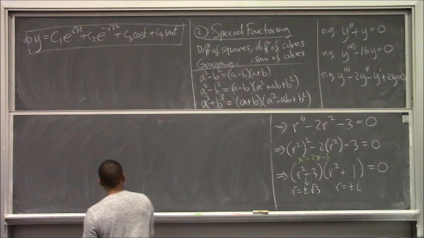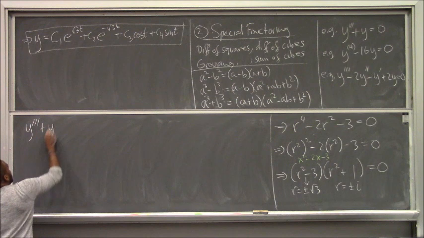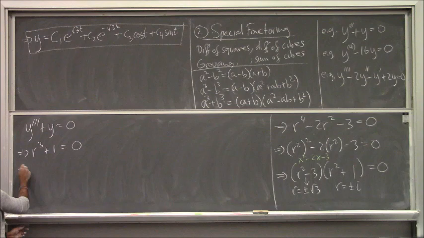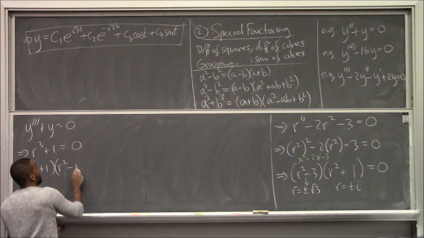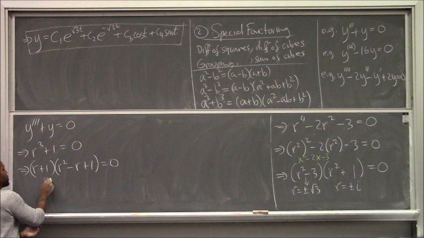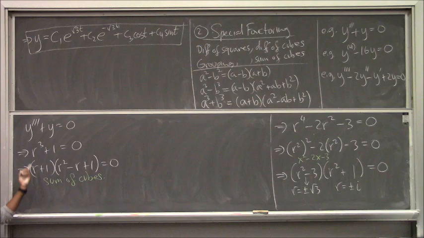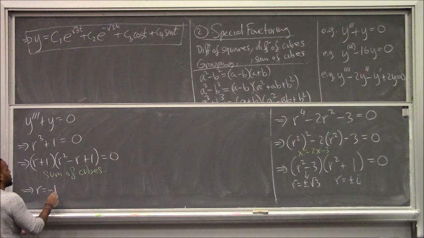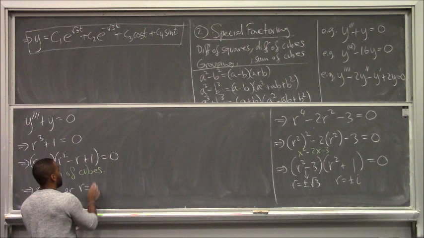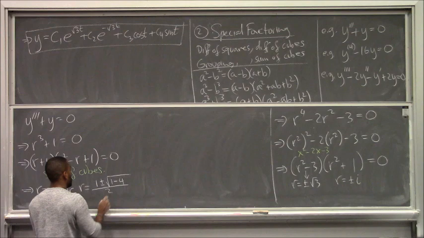Okay, so you have y triple prime plus y equals 0. This gives us a characteristic equation, r cubed plus 1 equals 0. This is going to be r plus 1 times r squared minus r plus 1. Sum of cubes. As I said, next time I'll show you another way to do this. That's pretty cool. So this means r is going to be minus 1, or that one's not going to factor, so use the quadratic formula: minus b plus or minus the square root of b squared minus 4ac over 2a. So that's going to be 1 half plus or minus radical 3 over 2 i.